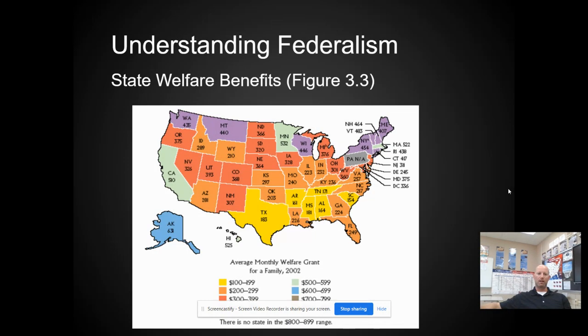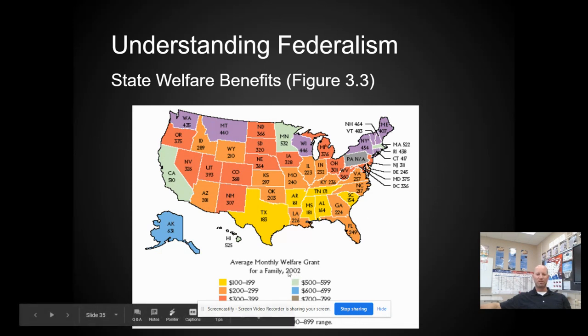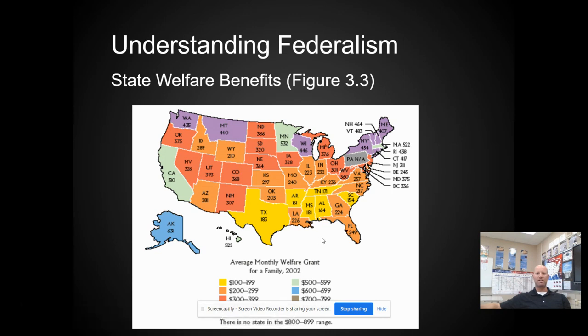All right. So these graphics are old, but you get the point. Look, this is from 2002. The average monthly welfare grant for a family. So basically, you see all the different colors, and here's our key down here. With all the different colors, you just kind of see the cost of living for each state. So some states' residents get more, some states' residents get less.